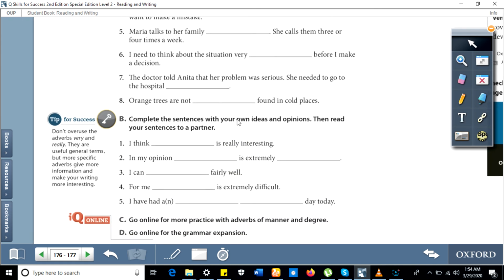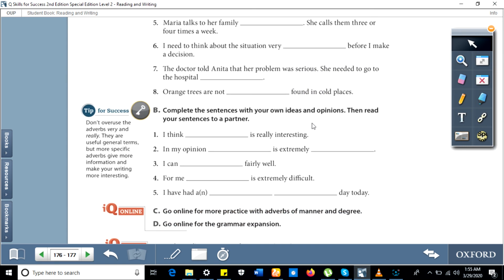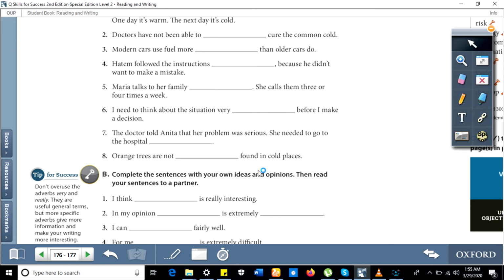Here you need to complete the sentence with your own ideas and opinions. So you need to fill in the blanks with your own mind and create new ideas about it. Right, so this is how you do it.